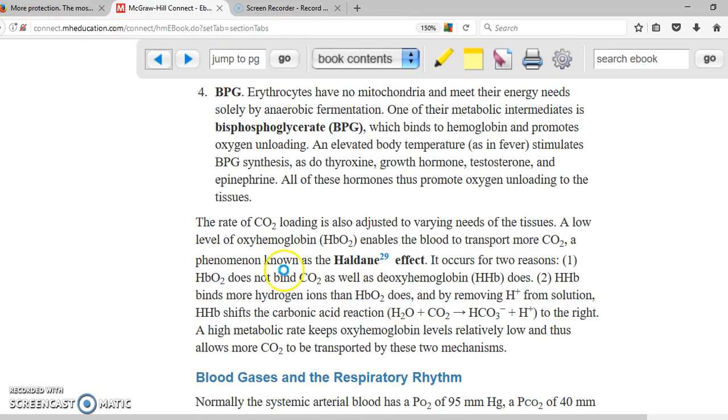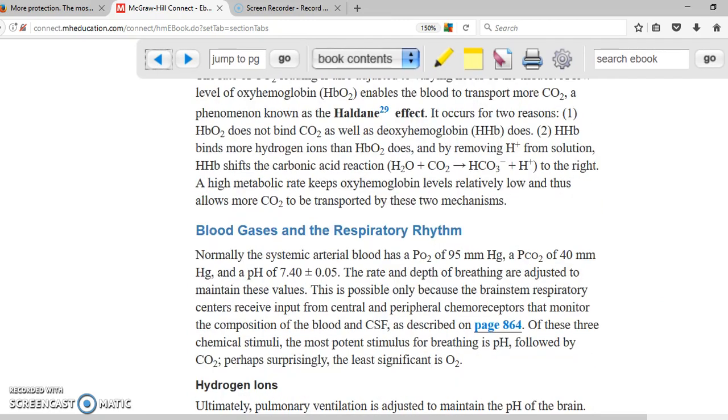Okay, then we have in here the Haldane effect. The Haldane effect has to do with hemoglobin, and it says that if you have free hemoglobin, then there's more opportunity for the carbon dioxide to attach to it, so the carbon dioxide can be transported. Okay, so that's basically what the Haldane effect is. Okay, and let's keep scrolling down.